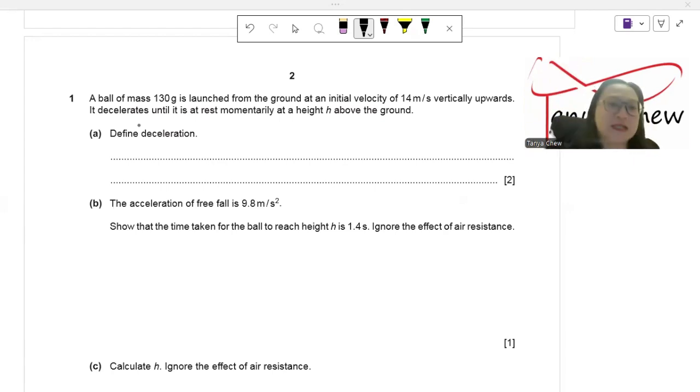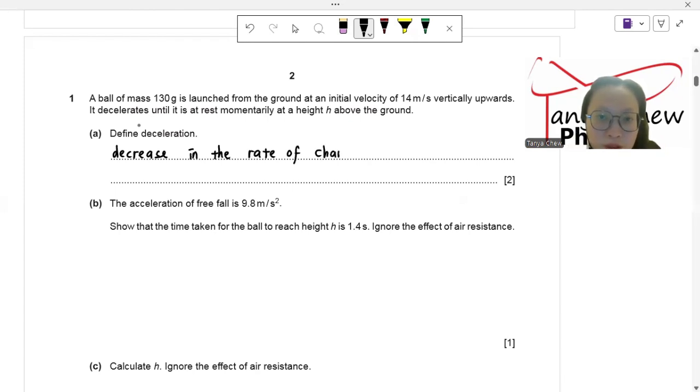Now, A, define deceleration. Now, in this case, it is not about acceleration. It is about deceleration. What is deceleration? Now, deceleration means the decrease. You have to write this down. Decrease is a keyword in the rate of change of velocity. Still remember the definition of acceleration? Acceleration is defined as rate of change of velocity. That is the definition of acceleration. But when it is about deceleration, it is a decrease in acceleration.